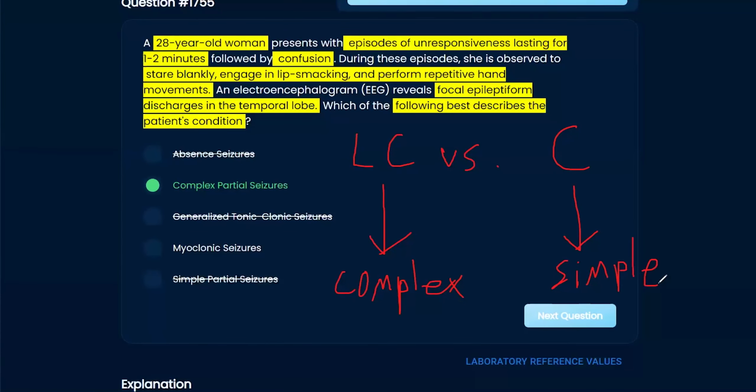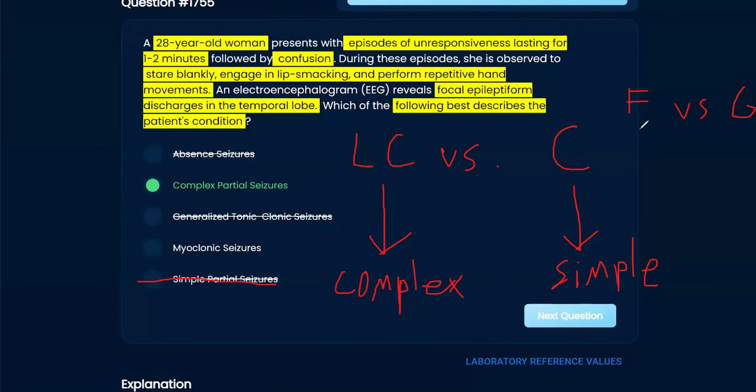So already, she's not remembering, unresponsive, meaning loss of consciousness. So you already know it's complex, so that helps you. You can get rid of the simple. And then also on top of that, you have focal versus generalized. What's the difference between focal versus generalized, or partial versus generalized? Focal is going to be location. Partial is going to be your focal location.